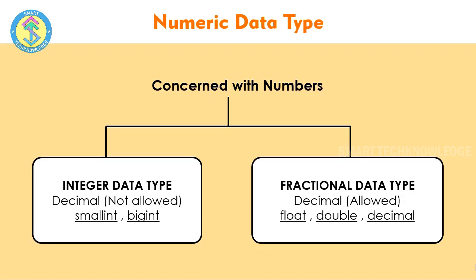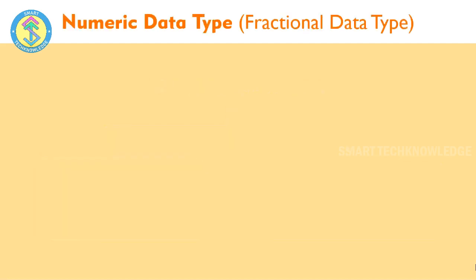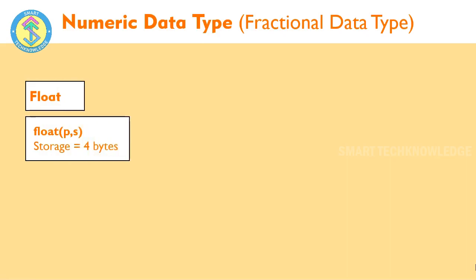This also has three subtypes, that is float, double and decimal. The first subtype under fractional data type is float. The format for float is float and in brackets p, s. It uses a storage of 4 bytes.